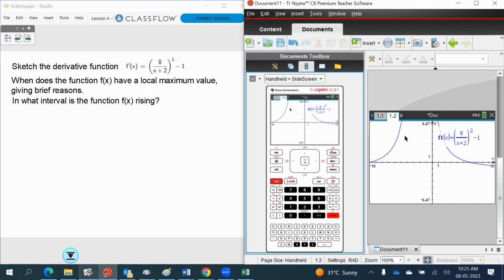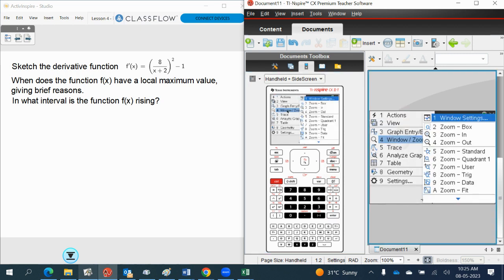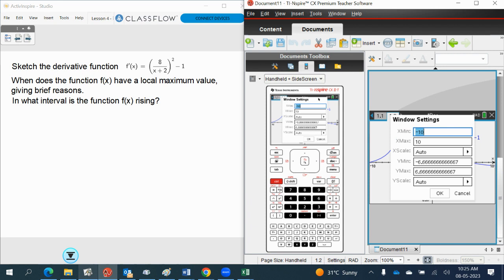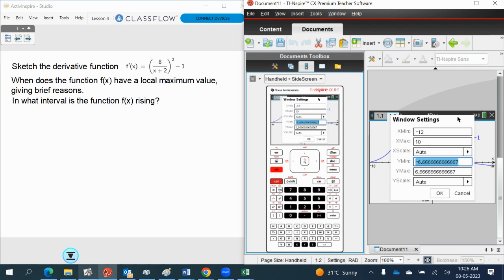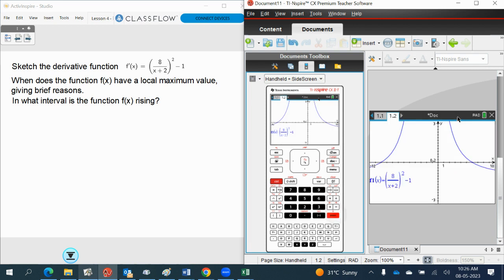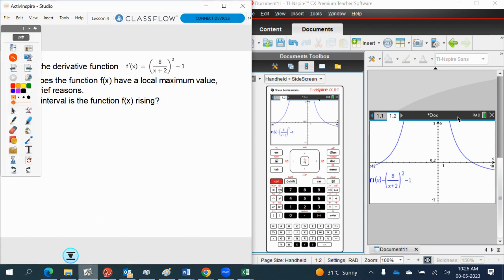What's interesting in a derivative function are the x-intercepts. We can't see all of the x-intercepts, so I'm going to adjust the window settings. Menu, window, window settings. Let's go to minus 12 or so we see that one. We also don't need to see so much on the y-axis. I'll zoom in a little bit, change those to plus and minus 3, because we're really interested in these 2 points. So firstly, we're asked to sketch it.